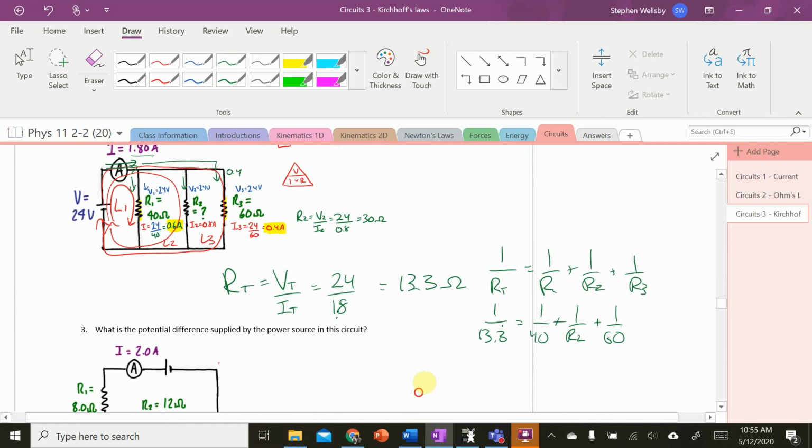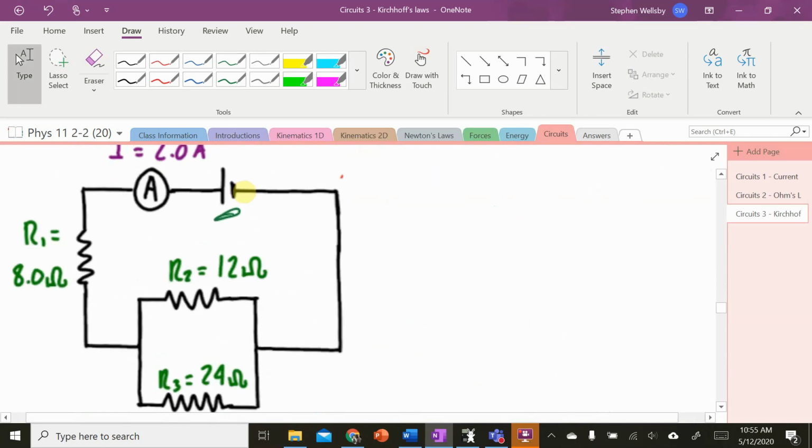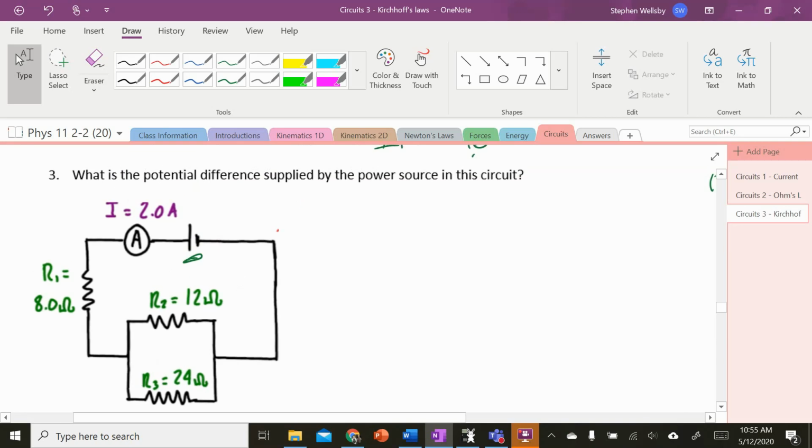If you do, then you can solve it that way. Okay, what is the potential difference? Number 3, what's the potential difference supplied by the power source, in this case that's the battery here, for the circuit? This is one of those ones where you are going to want to solve for the total. You're going to need to basically redraw this circuit. So in this case here, I'm going to redraw this circuit as follows.